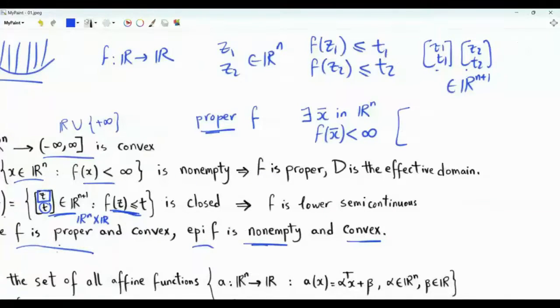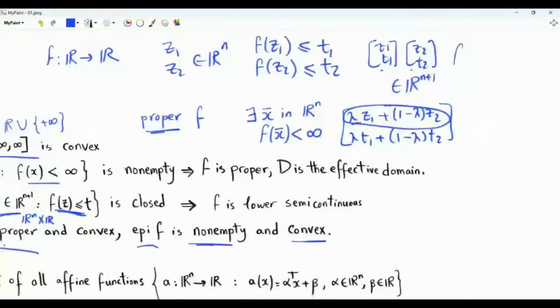Now, what about the point that is a convex combination of these 2 points, lambda z1 plus 1 minus lambda z2, and lambda t1 plus 1 minus lambda t2? Is this point in the epigraph? Because if it is for any lambda between 0 and 1, then indeed the epigraph is a convex set. And yes, it is. What is f of this quantity? f of lambda z1 plus 1 minus lambda z2.